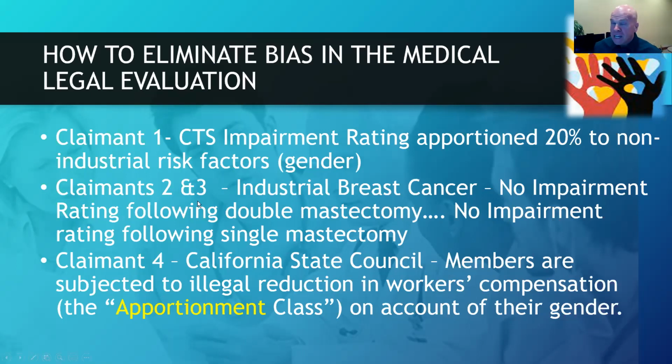Claimants number 2 and 3, these had to deal with industrial breast cancer. One woman had a single mastectomy. The other woman had a double mastectomy. In other words, removal of a single breast, removal of a double breast. And the AMA guides provide for very low impairment rating for single or double mastectomy.